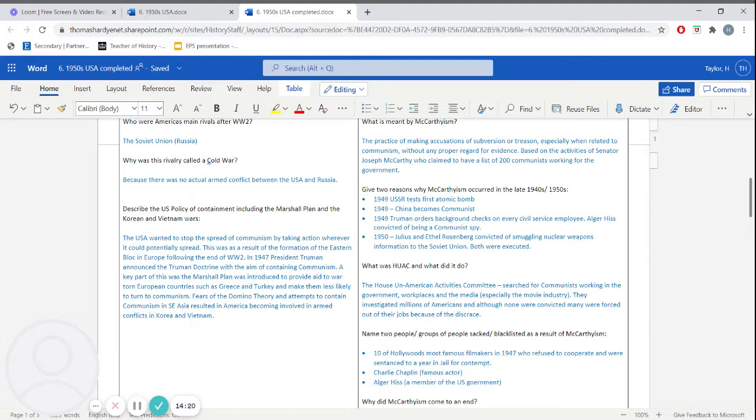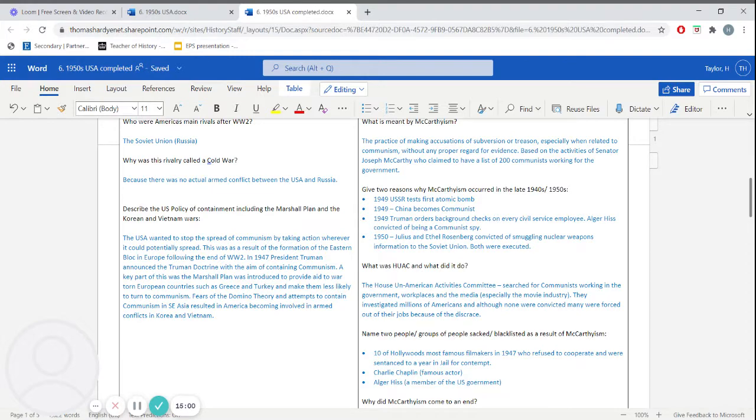And America, fearful of this and fearful of communism, takes on this policy of containment, where President Truman announced the Truman Doctrine, which had an aim of containing communism. A key part of this was the Marshall Plan, which was introduced to provide aid to war-torn countries in Europe, such as Greece and Turkey, in order to make them less likely to turn to communism. So by giving them aid and helping them rebuild after the war, that means they're less likely to turn to extremist governments like communist ones and become communist from there.